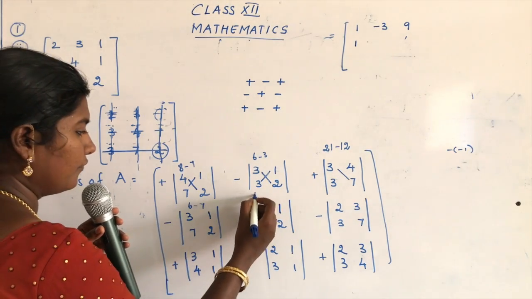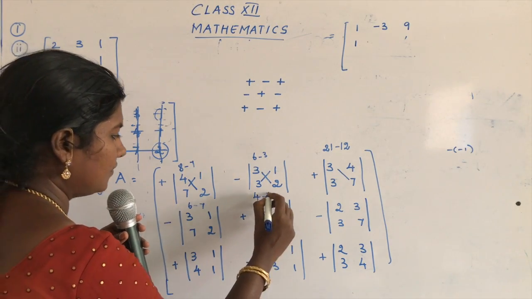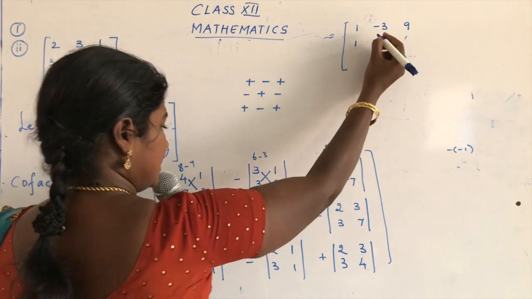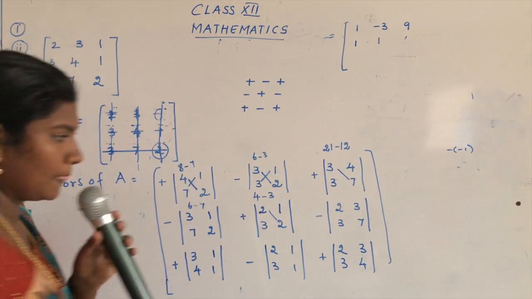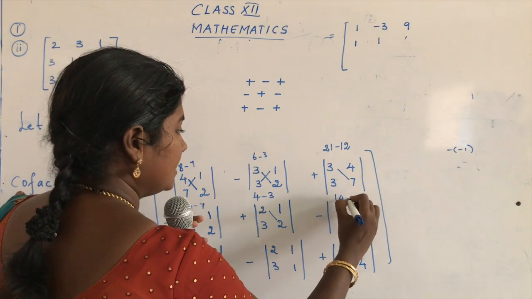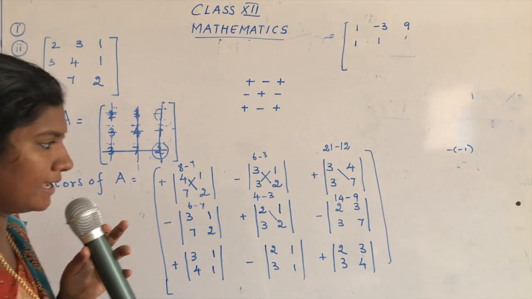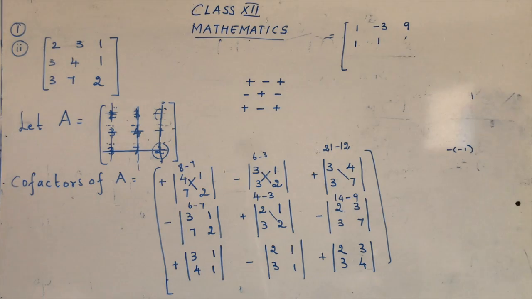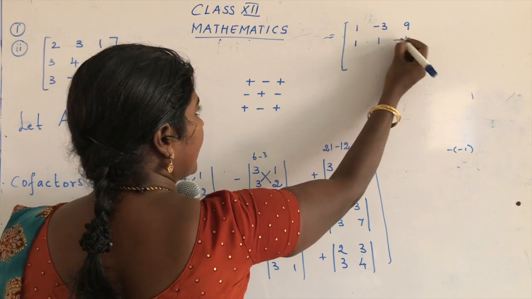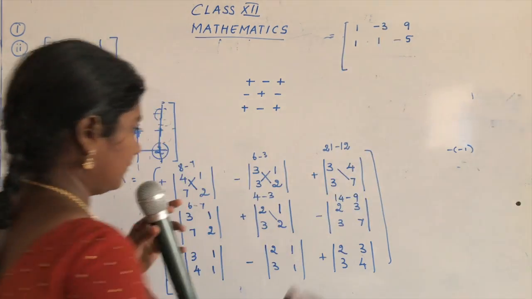Go for the next one. 2 2s are 4. 3 1s are 3. So 4 minus 3, 1. Plus sign. So your answer is 1. Next one. What is the next thing? 2 7s are 14. Minus 9. 14 minus 9, it's 5. Notice the sign present here? Minus. Your answer is minus 5.